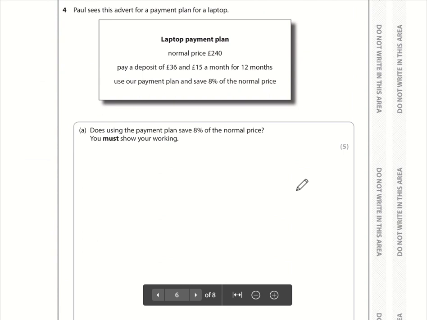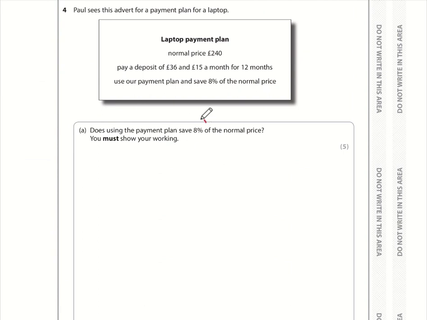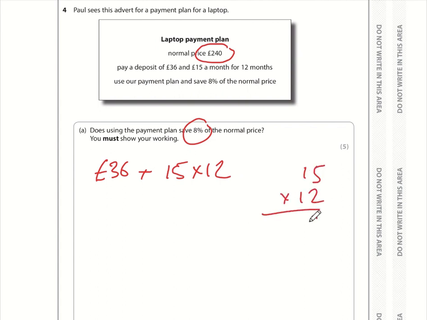Question number 4, does the payment plan save 8% of the normal price? Well, the normal price is £240. The payment plan is £36 plus £15 a month for 12 months, so 15 times 12. Well, what is 15 multiplied by 12? 2 5s are 10, carry 1, 1 2 is 2, plus 1 is 3. Put in a 0 because this is the 1 of 10, 1 5 is 5, and 1 times 1 is 1. Add these together, we get 180.